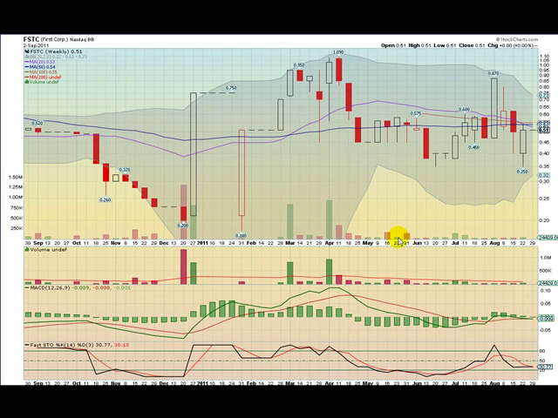Today we're looking at FSTC for September 2nd, 2011. This is trading on the over-the-counter bulletin board. We are looking at a weekly chart, goes back over a period of a year. We're going to mostly focus on the right-hand side of the chart.